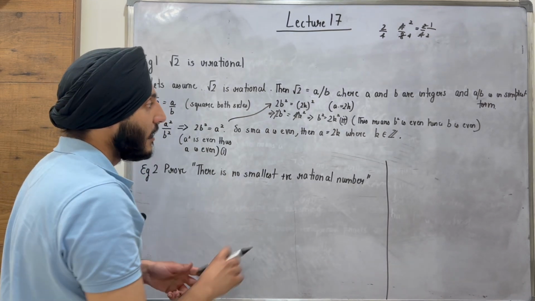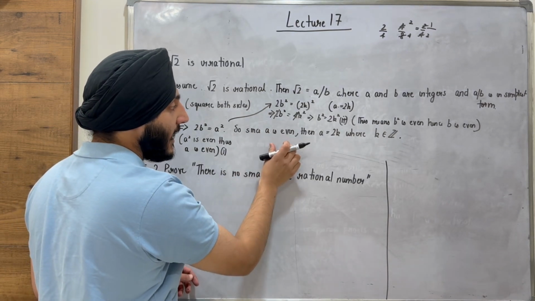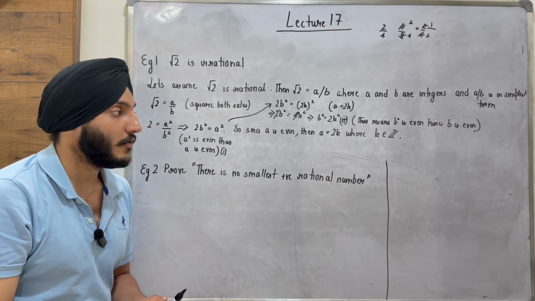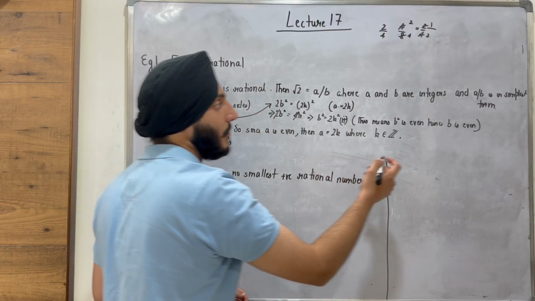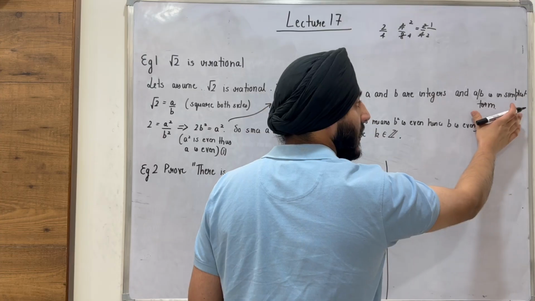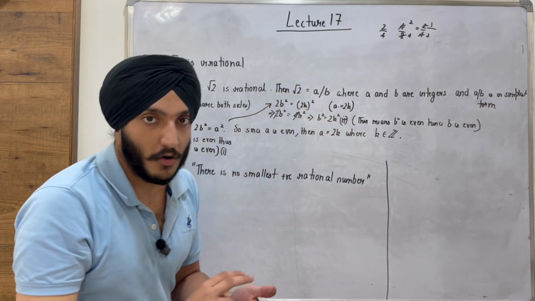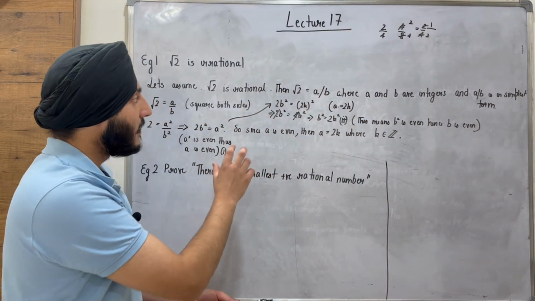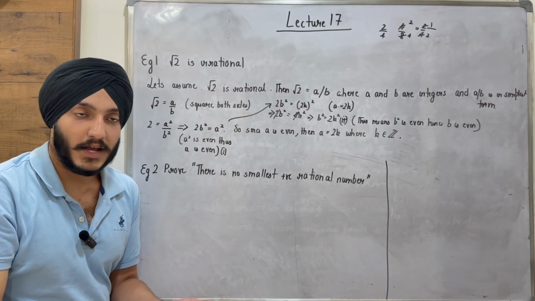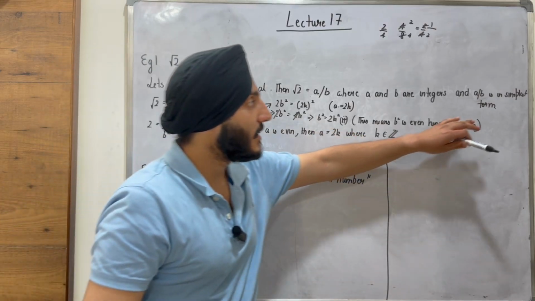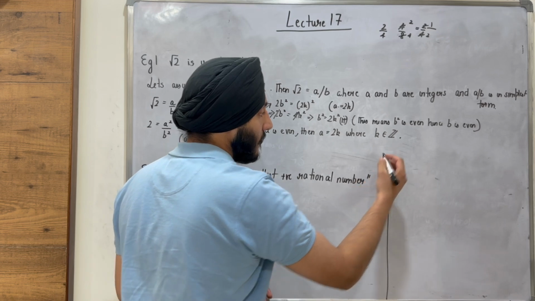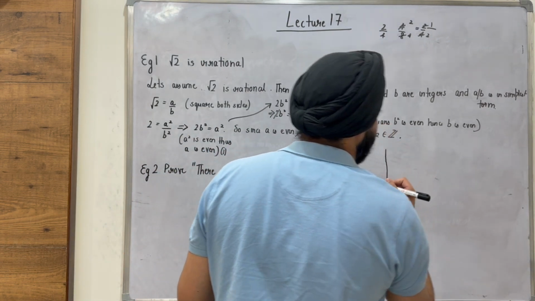But in this case, we came to the conclusion that both a and b are even, and hence that means we can simplify both the values further. But if you look at the assumption, we made the assumption that a by b is in the simplest form. That is, we cannot simplify it further. So the contradiction is that when we made the negation assumption, we came to the conclusion that we can simplify them further, but the assumption was that we cannot simplify it further, right? So I'll write it down to help you explain it further.